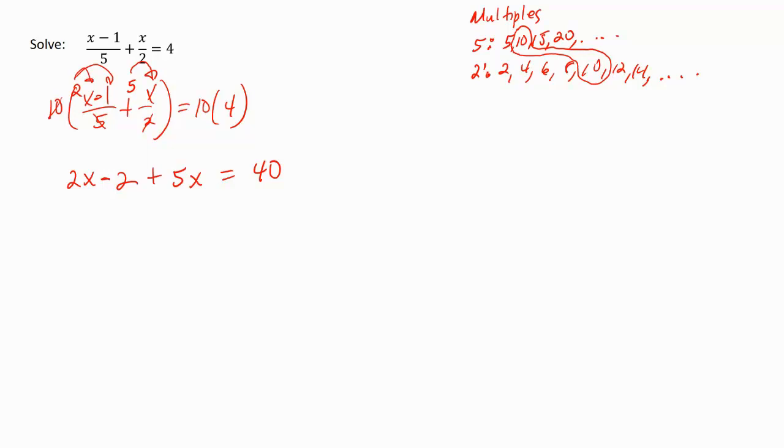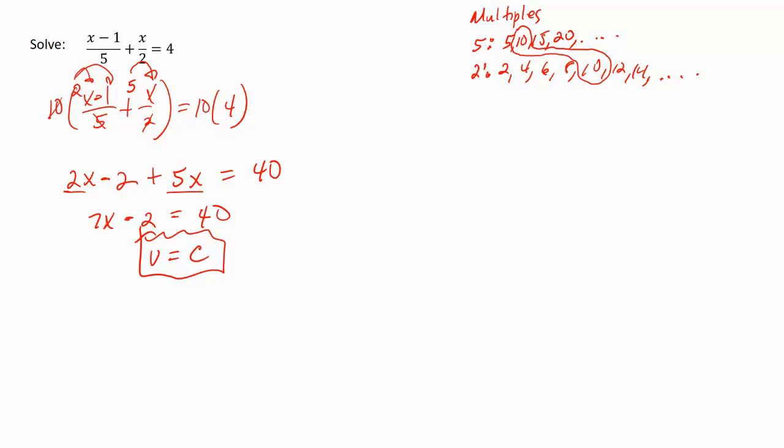Now we combine like terms on the left-hand side. Notice that we have two x terms, so 2x plus 5x is 7x. I'm going to bring down minus 2 equal to 40. Now I'm going to set a guide: I'll put my variables on the left and my constants on the right. Comparing my equation with the guide, I only want variables on the left. 7x is a variable, so it's okay on the left.